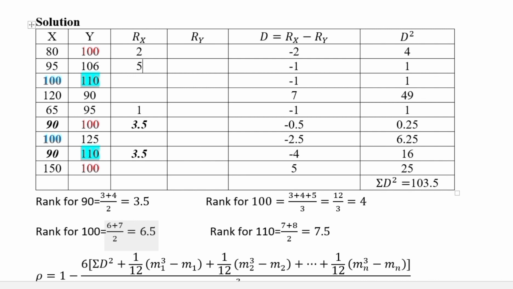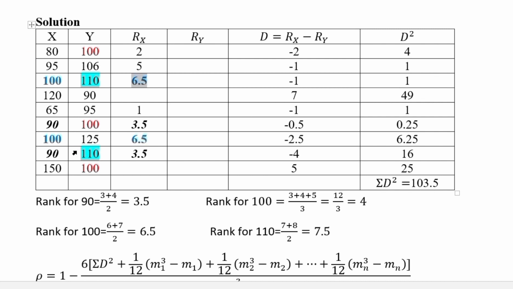Then the next one after 95 is 100. You realize there are two 100s here. There's this one and this one. So one of them will be ranked 6, another one 7. Take the two ranks, 6 and 7, divide by 2 because there are two 100s. You will get 6.5. That means this 100 will be ranked 6.5, and this other 100 will also be ranked 6.5.